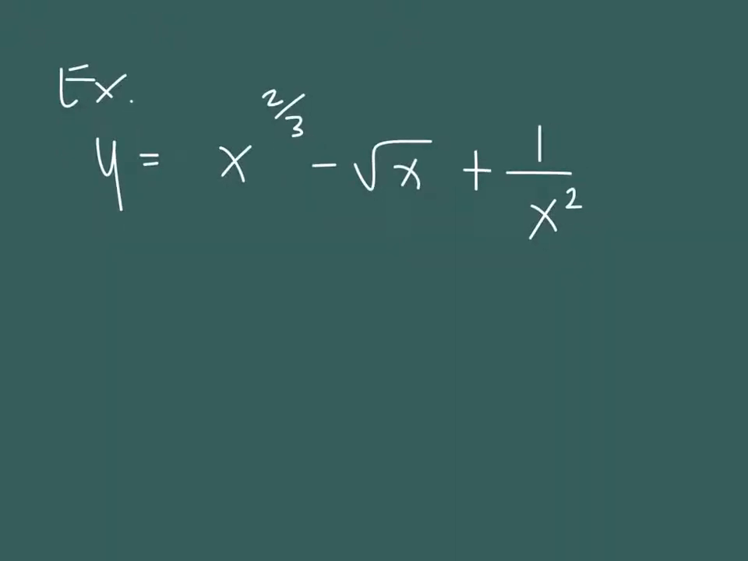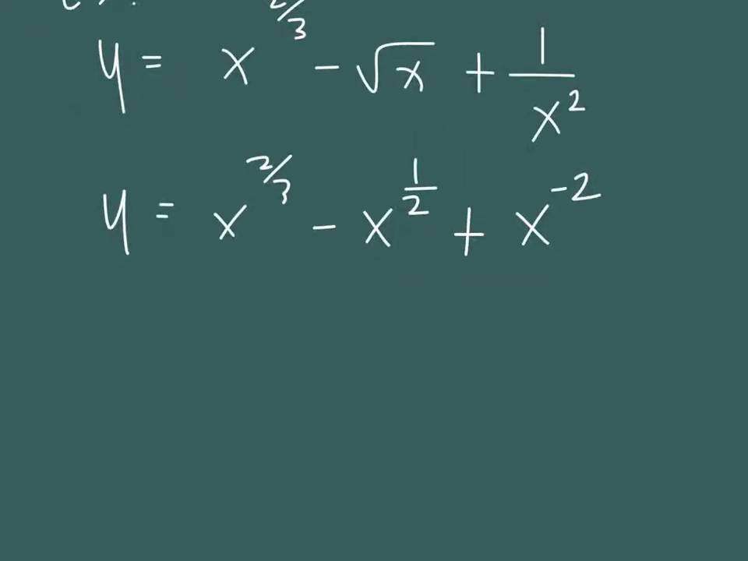We can now retain x to the 2/3. That's still fine. What about square root of x? X to the 1/2. You need to know how to change radicals to expressions with fractional exponents. 1 over x squared is x raised to negative 2. And every term now is in the form of ax to the n. Then, we are ready to get the derivative, dy over dx.